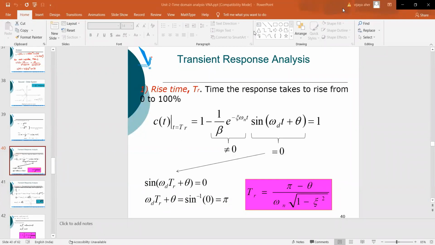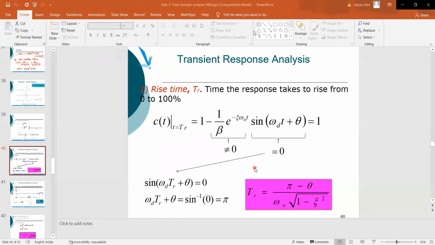Meanwhile, we will take a recap of the last lecture. In the last lecture, you studied the time domain specifications, or derivation of parameters in time domain. The parameters in time domain analysis for a second order system are rise time, peak time, maximum overshoot, then settling time. All these are specifications or parameters in time domain analysis for a second order system. Yesterday you derived the equation for rise time.